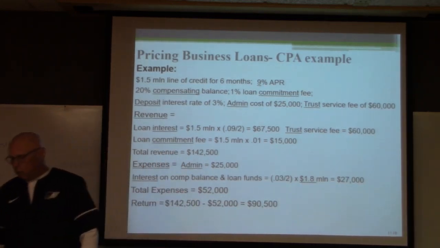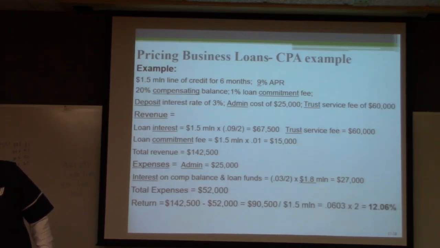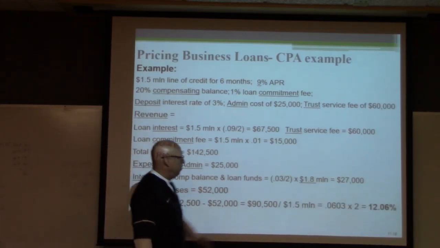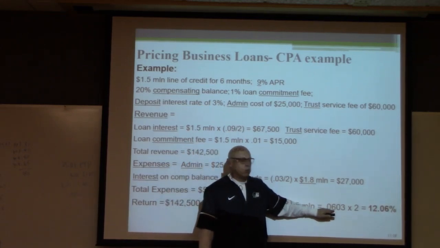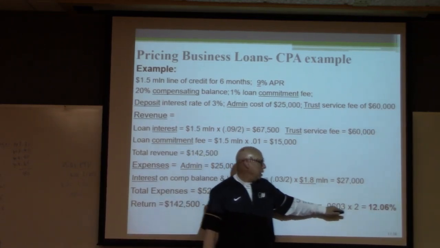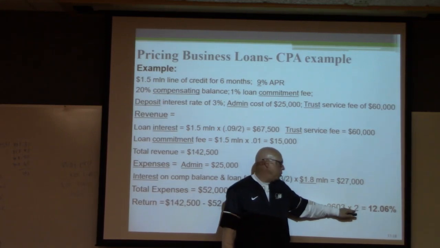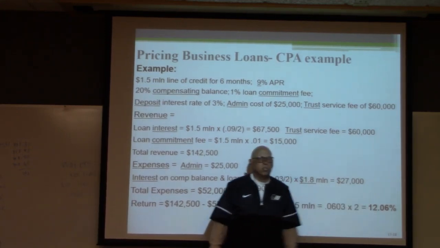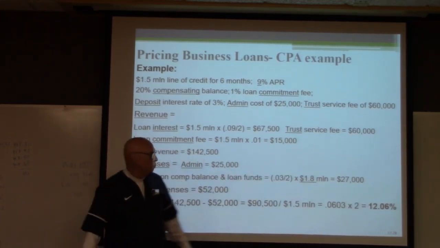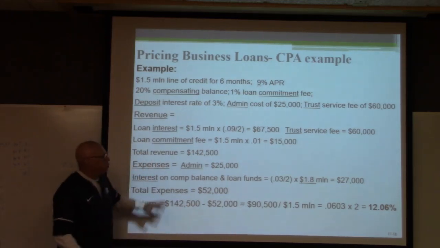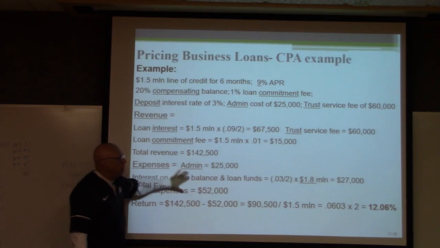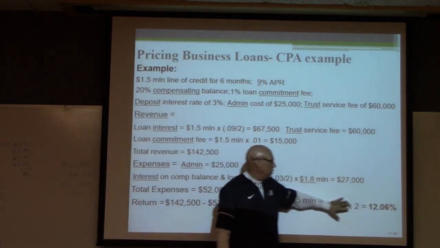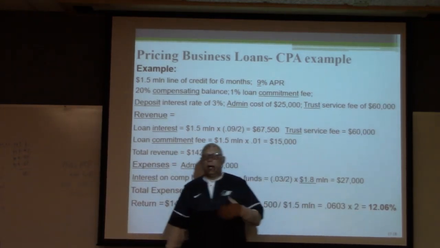So your return, or your profit, is total revenue minus expenses: $90,500. Then we divide that by the $1.5 million that you're going to loan, and what you get is a 6% rate of return on the client. Since that's a half-year number, we multiply that by 2, and this is a 12% client for you. As you try to assess how valuable this customer is to you, this is what you're looking at, 12%, and that gives you an idea.